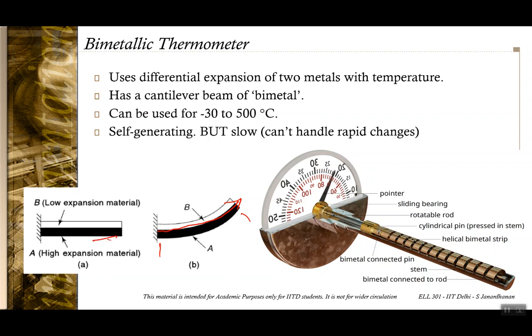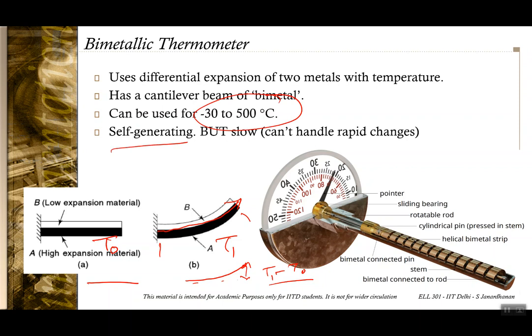So let us say there is a temperature T0 at which it is the nominal temperature at which the beam is straight, and a temperature T1, then at T0 it is flat, at T1 it is bent, and the amount of bending is indicative of T1 minus T0. Okay, the temperature range that can be measured by using this bimetallic thermometer is quite large, in the range of -30 to 500 degrees centigrade, and this doesn't require an external power source, so it's a self-generating instrument.